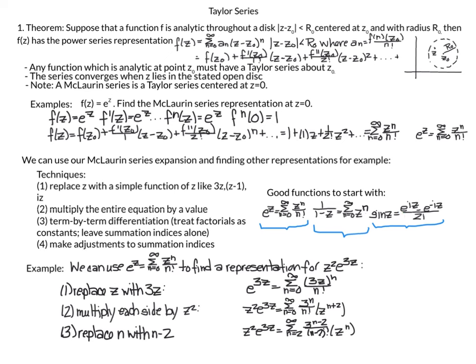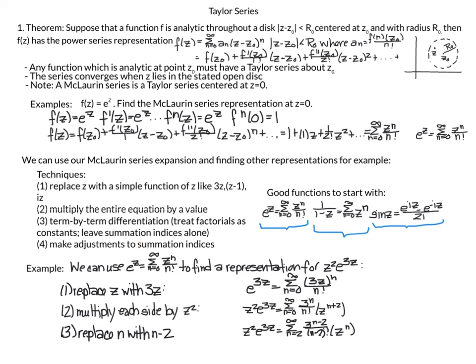And I also gave you this formula here, which turns out to be quite handy. Sine of z is equal to e to the iz minus e to the minus iz over 2i. And the idea is if we have an expression that we want to make into a series expansion, we try to find something that's similar in form. And then once we find something that's similar in form, we manipulate this formula until it looks like our expression. And the things we can do to manipulate it is to replace these z's in the formula with simple functions of z's, like 3z or z minus 1. Or we can multiply the entire equation by a value, or we can differentiate term by term, or we can make adjustments to the summation indices.